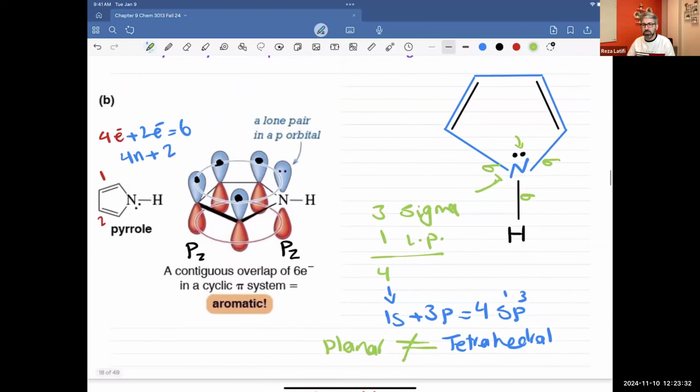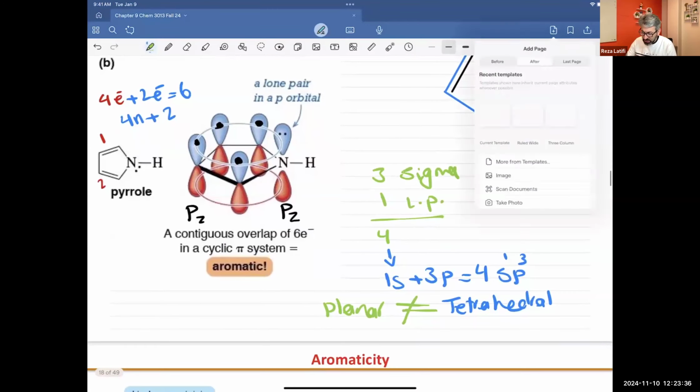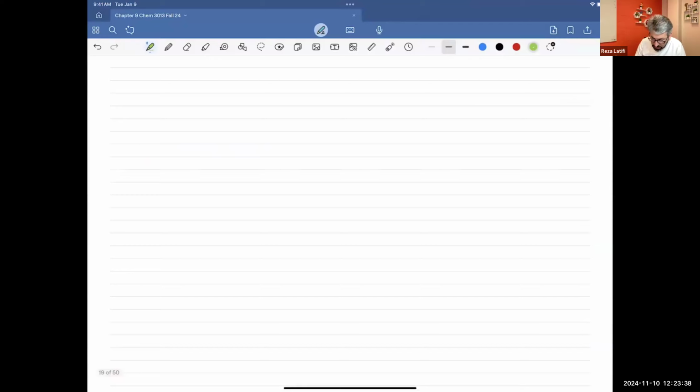So how can we make the system aromatic? The way the system is going to be aromatic, nitrogen is going to adopt this condition.